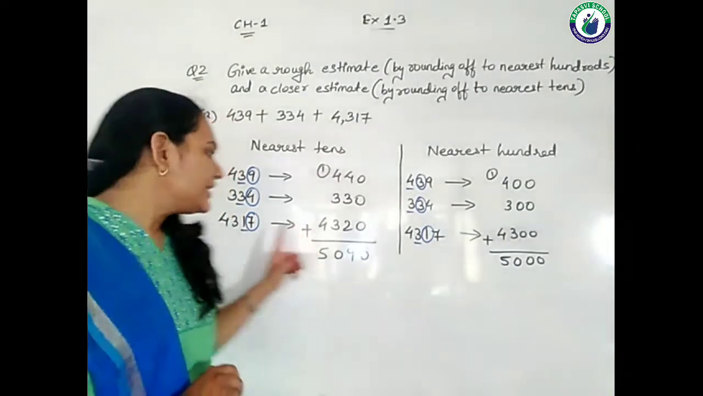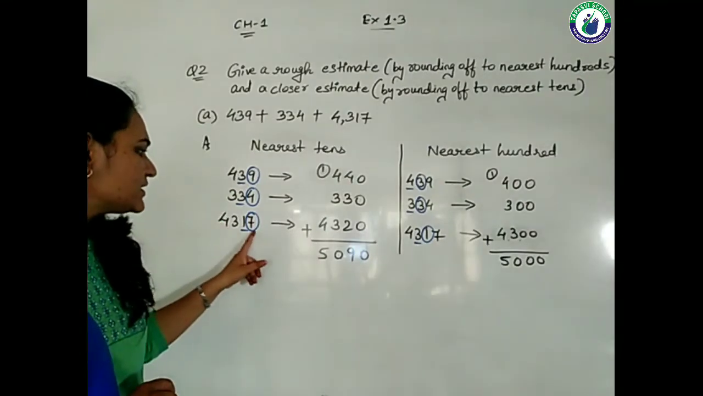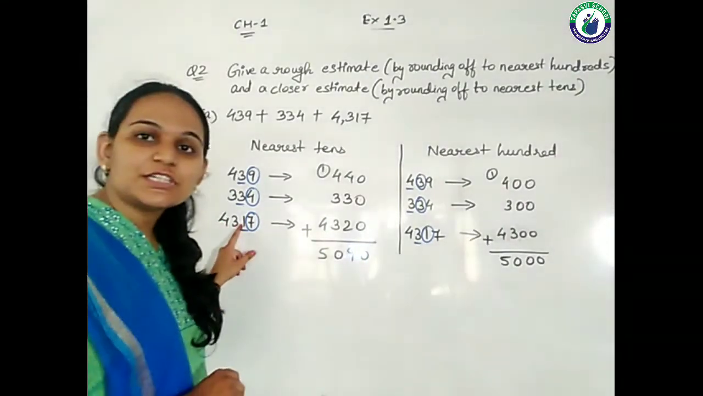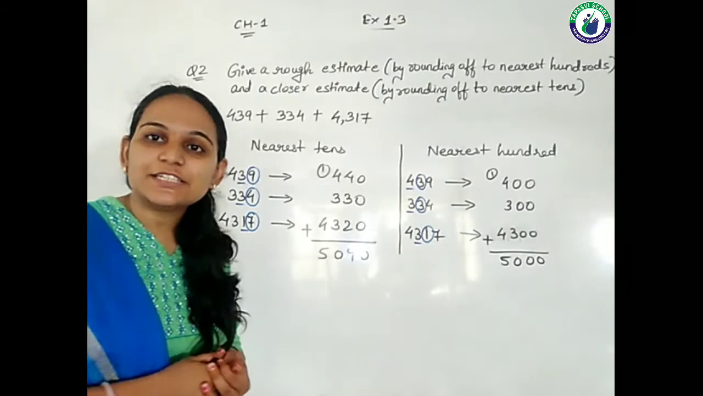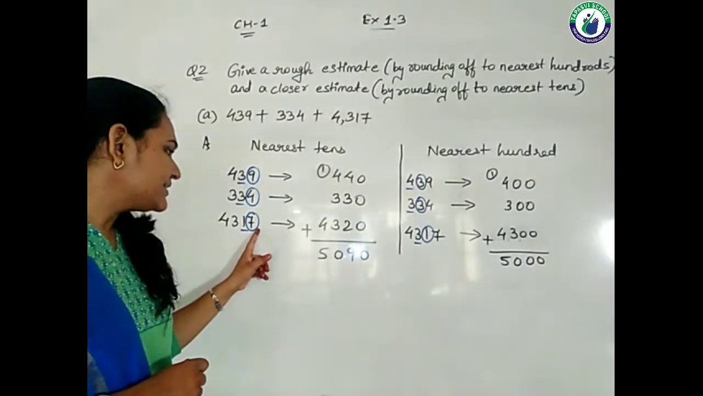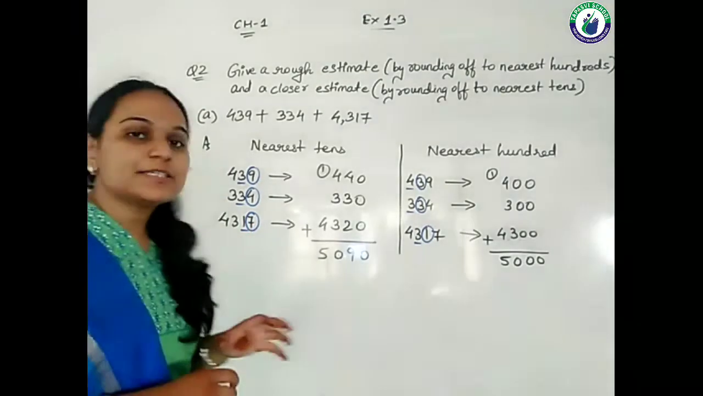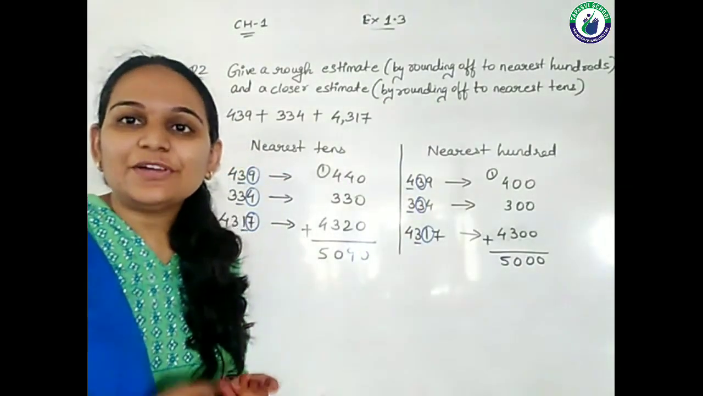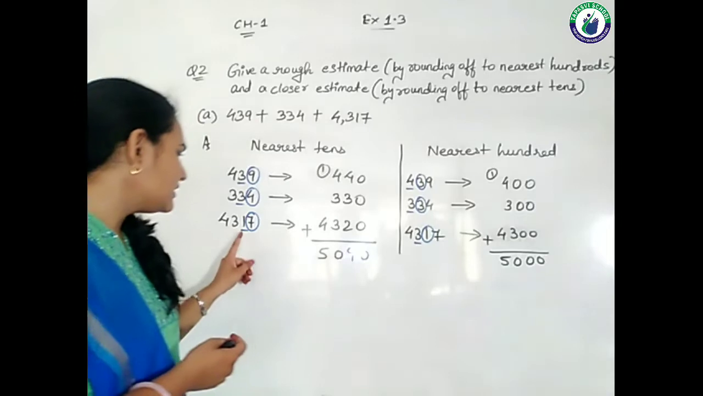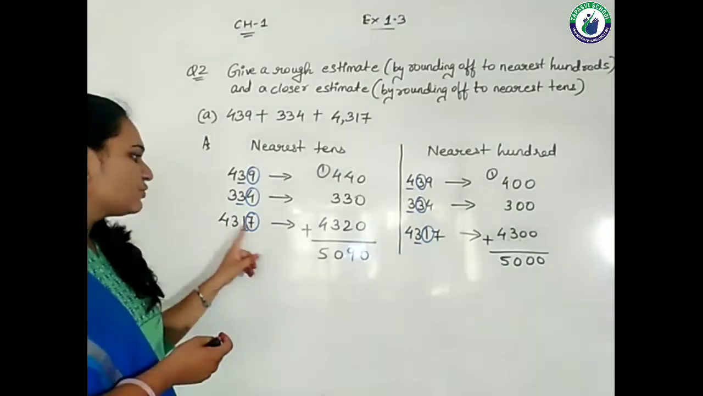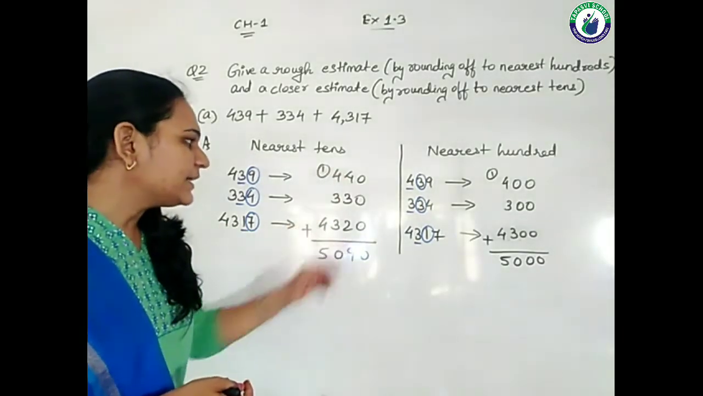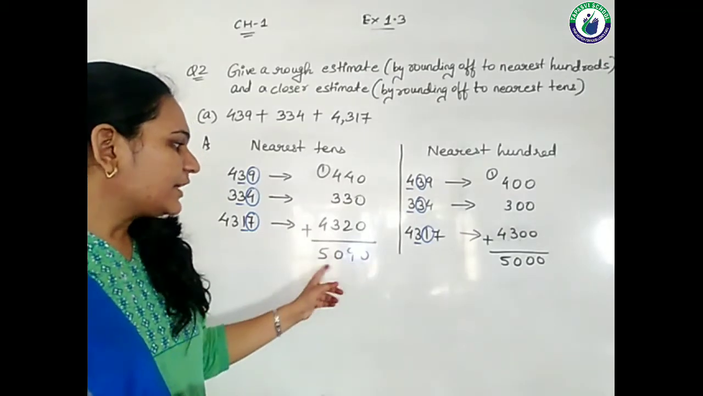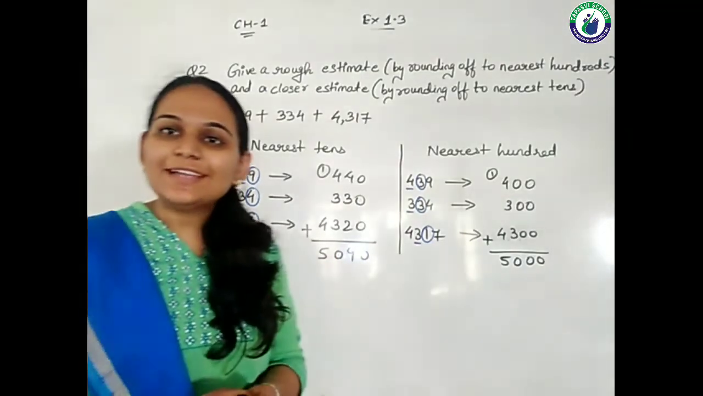Right, students? Now the last one is 4317. The tens place digit is 1 and the helping digit is the ones place digit, that is 7. So the helping digit is more than 5. So if it is more than 5, definitely we are going to add 1 to the underlying digit, so it becomes 4320. Now if you add them total, you are getting the answer as 5090.